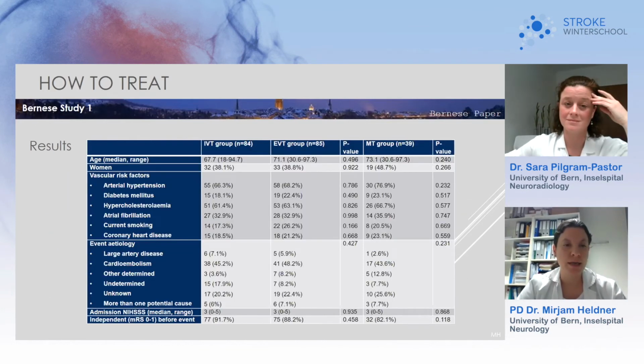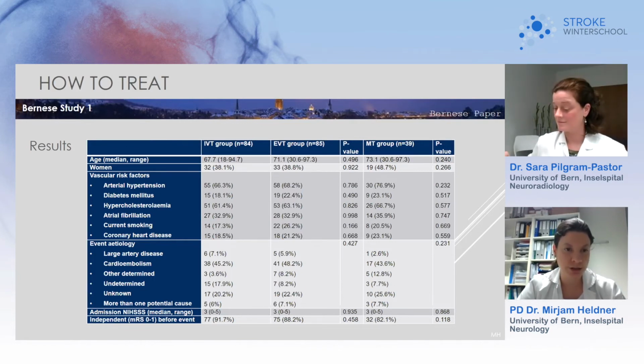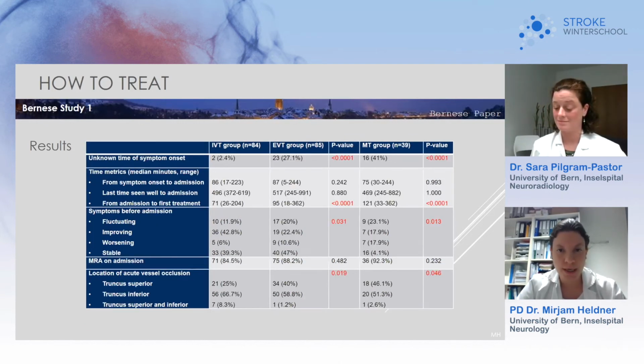So here we are coming to the results. Age, sex, vascular risk factors, event etiology, admission NIHSS score, and independency before the event were similar in group comparisons. However, in the EVT and mechanical thrombectomy groups, patients significantly more frequently showed an unknown time of symptom onset, a longer time delay from admission to first treatment, fluctuating or worsening symptoms before admission, and more frequently showed a truncus superior as the location of acute vessel occlusion.